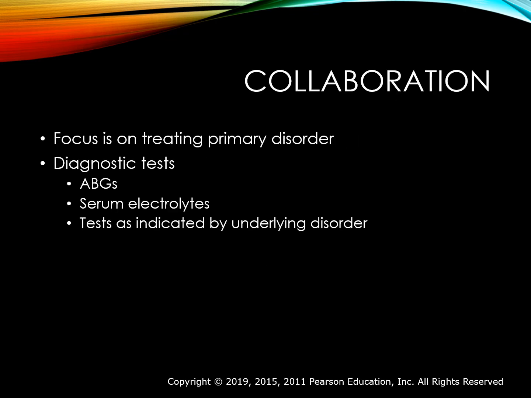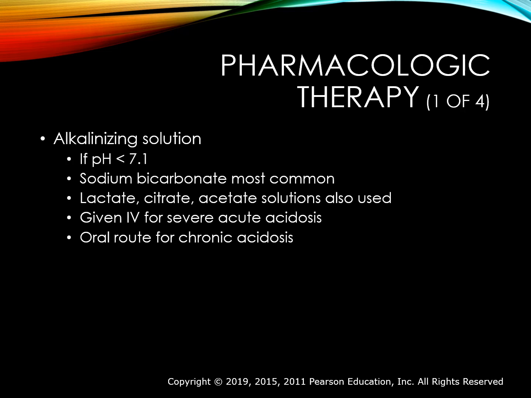So collaboration: the focus is on treating the primary disorder, reducing the effects of acidosis on cardiac function, and ensuring adequate oxygenation. Look at the patient's history for any predisposing or contributing factors. Look at the serum electrolytes, especially potassium. Replace fluids as needed and modify the diet as necessary. The diagnostic tests include ABGs, serum electrolytes, and tests as indicated by the underlying primary disorder.